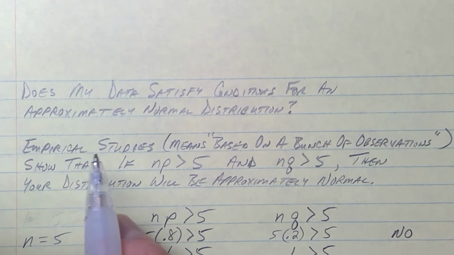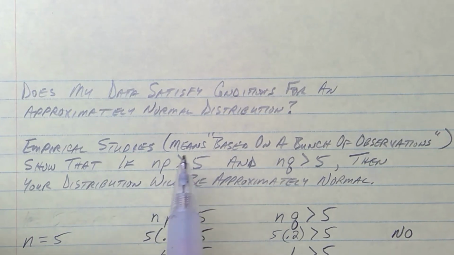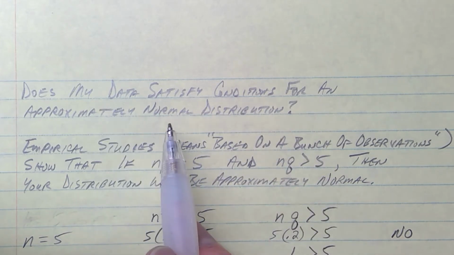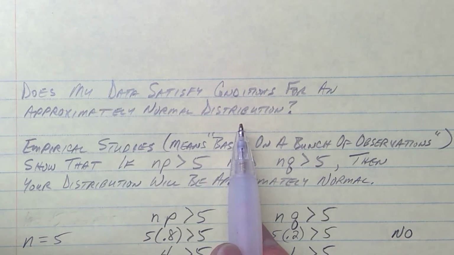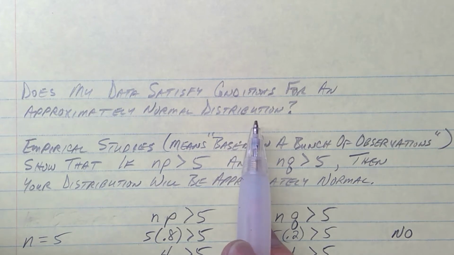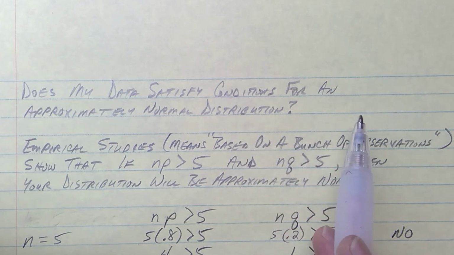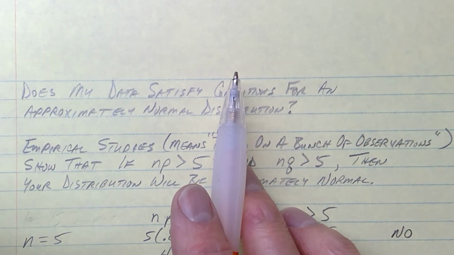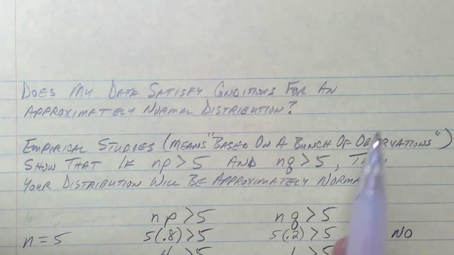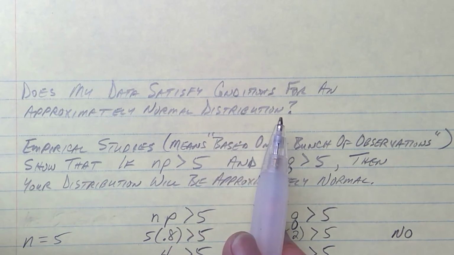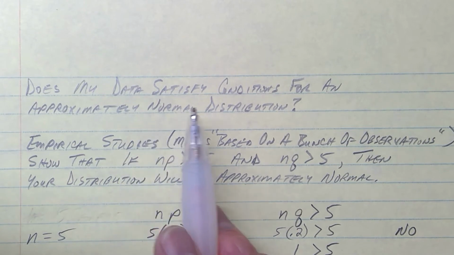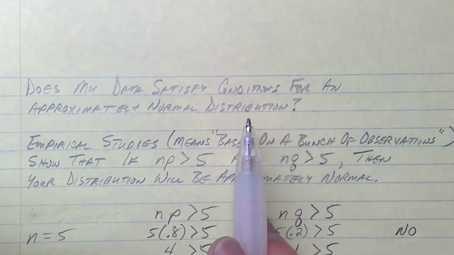All right, now one other thing before we get started working a couple of problems: does my data satisfy conditions for an approximately normal distribution? Remember what we want our distribution to look like. We want it to look like that normal curve, all right? We don't want more people scoring to the left or more people scoring to the right. I want a nice, symmetrical, normal curve. And I'm asking, does my data satisfy conditions to produce that normal-looking curve?